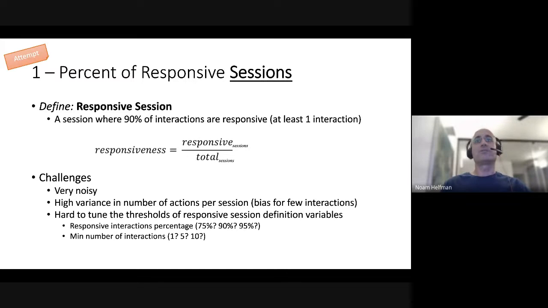Also, we tried to stabilize it by tuning the variables. So we have the percentage of interactions that is considered a responsive session. It's not trivial to determine what the right number is that would make sense or would be really useful for us. And also, we tried to tweak the number to reduce the bias, and tweak the minimum number of interactions that we want to consider for a session. Again, that was a non-trivial challenge to address.